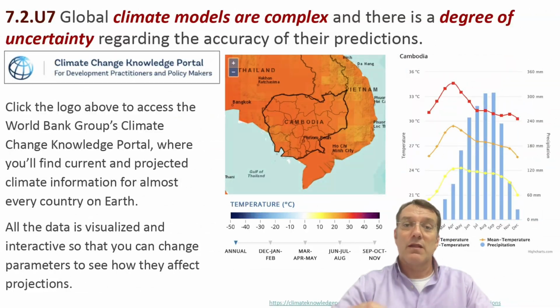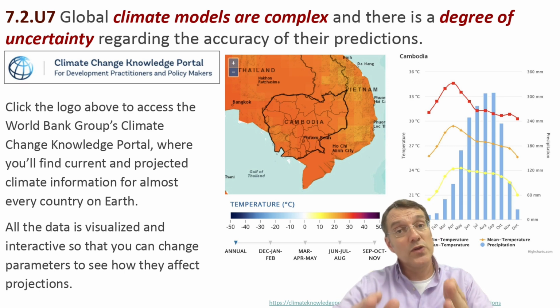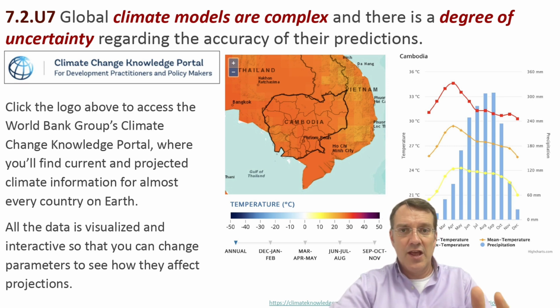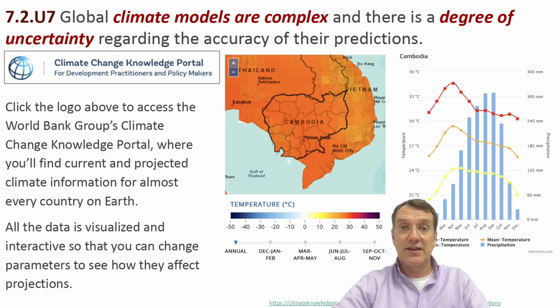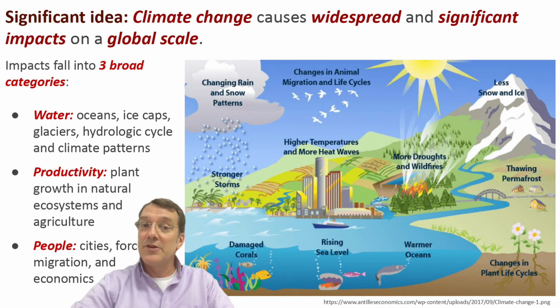The World Bank's Climate Change Knowledge Portal, shown here, represents a crucial tool for understanding climate impacts at local and regional levels. The interface lets you examine both current conditions and future projections for nearly every single country on Earth. Notice how it combines different types of data, temperature, precipitation, and other variables, to create a comprehensive picture of climate change impacts.